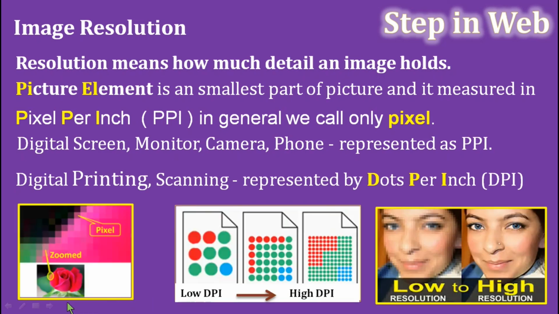In the picture you can see this is the original image of a rose. If we zoom this image several times, you can see multiple squares formed, and each square has a different color shade. This one square is called a pixel. So any image will have lakhs and lakhs of pixels to show the image. In printing, it is the same thing. It is in dots per inch. So here you can see three dots and three dots forming one shape.